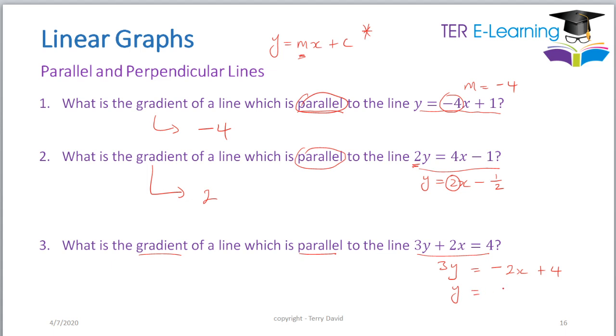So therefore, y is equal to minus 2 over 3x plus 4 over 3, right? So this is the equation of that line. So if that is the equation, it means that my gradient of this line is actually minus 2/3. So the gradient of a line which is parallel to that will be minus 2 over 3, or minus 2/3, right?